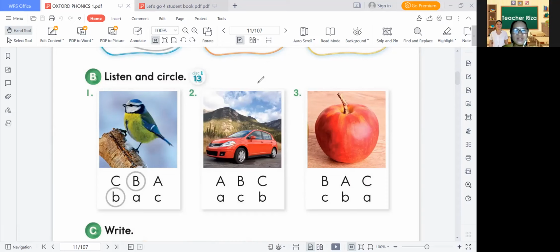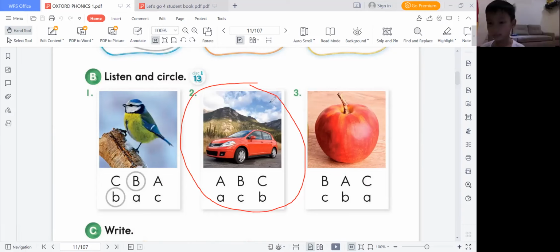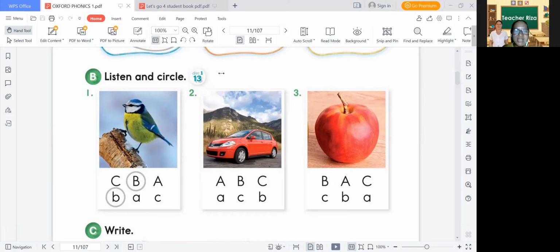Okay, so next we have the picture number two. Okay, so what is this? Can you tell me what picture is this? It's a car. Very good. And the car has a color red. Okay, so what is the first letter of the word car? Can you tell me what is the first letter? Do you think car starts with letter A? No. Okay, how about car starts with letter B? It's no. Okay, how about this one? Letter C. Car. Letter C. Of course, this is the right letter.